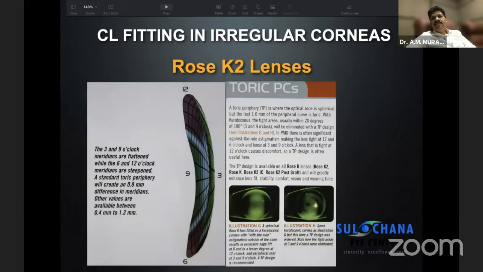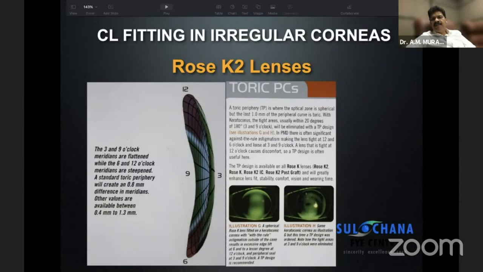And then you also have what is called toric PCs, wherein in the fluorescein image below, the picture on the left shows a typical with-the-rule astigmatism with the dumbbell pattern of fluorescein staining with a traditional lens. But once you apply the toric PC technology, this dumbbell pattern tends to disappear, and actually the contact points in the 3 and 9 o'clock meridian have disappeared, and there is more uniform staining now that can be seen.